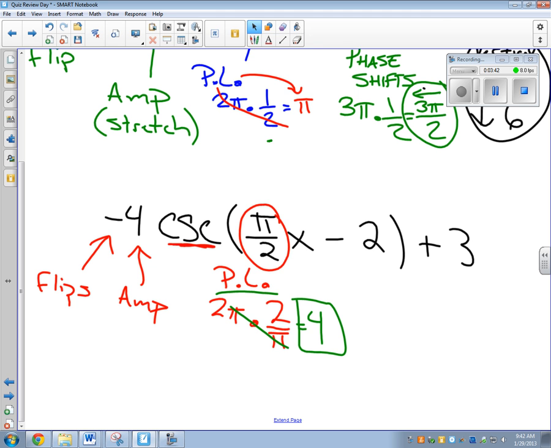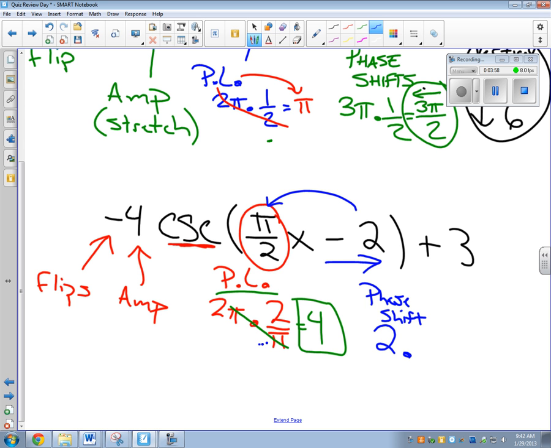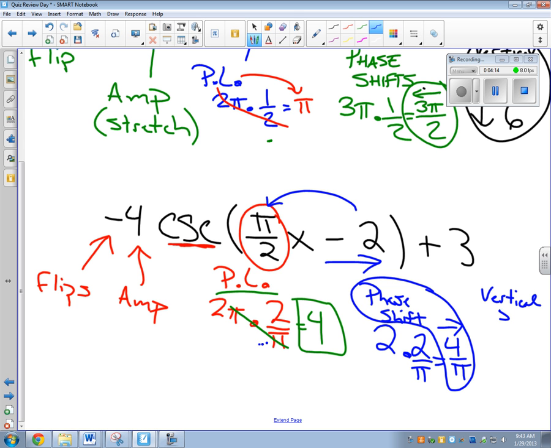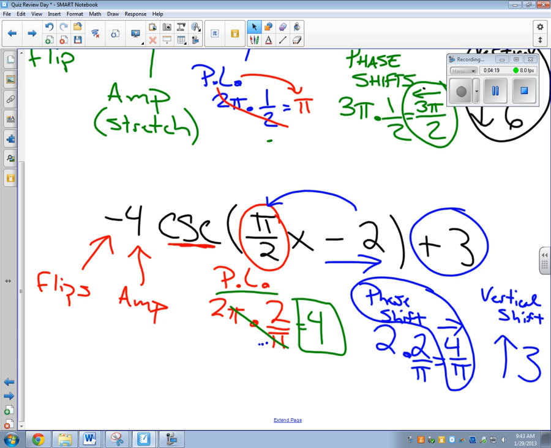The next thing is this minus 2. That is going to be my phase shift. My phase shift. Since it's negative, it takes me to the right. We start off with that 2, and just like period length, we're going to multiply by the reciprocal of whatever's in front of my x. So it's 2 times 2 over pi. That gets me 4 over pi, and it's going to the right. There's my phase shift. And then finally, my plus 3 is my vertical shift. Since it's plus 3, that takes my graph up 3.